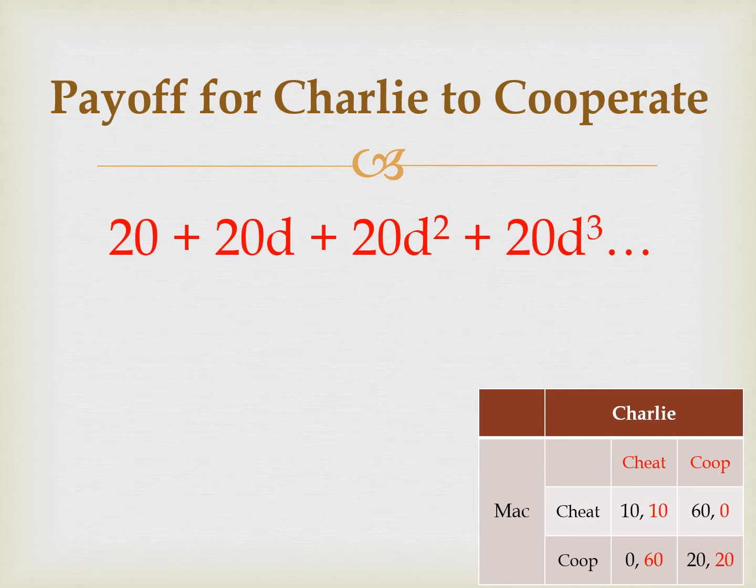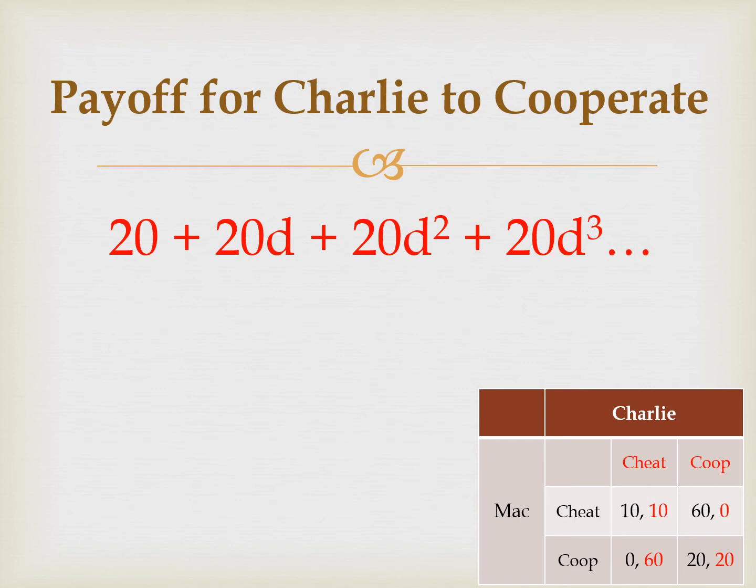If Mac is playing a trigger strategy, he cooperates first, but then if Charlie ever cheats, he will cheat forevermore. So Mac starts off cooperating. Well, we're thinking about Charlie cooperating and what his payoffs would be. If Charlie starts off cooperating and Mac cooperates, they get 20. And then Mac is going to continue to cooperate. And so Charlie's thinking about, what are my payoffs for cooperating? He continues to cooperate, and we get these payoffs of 20 for forevermore.